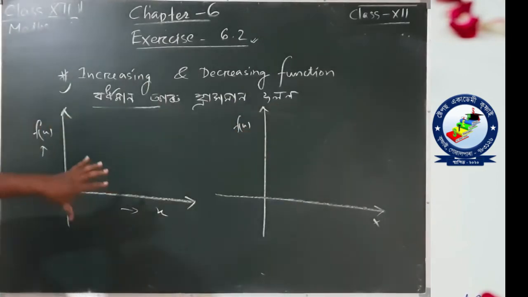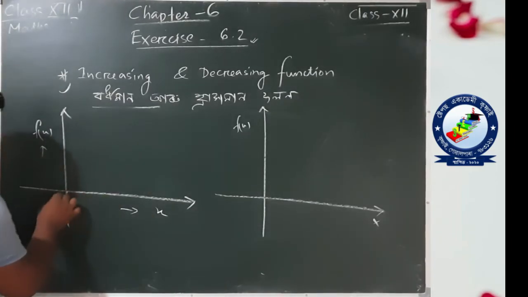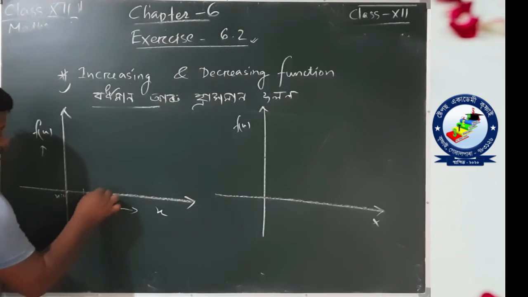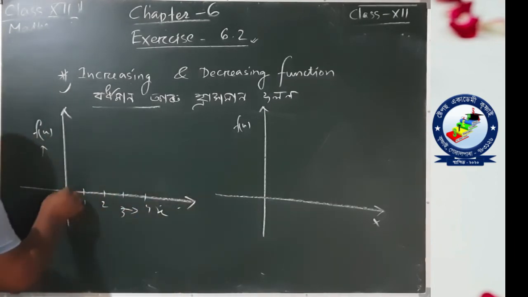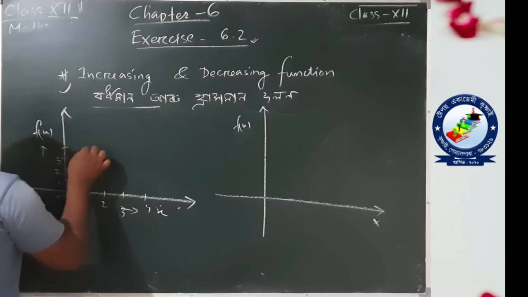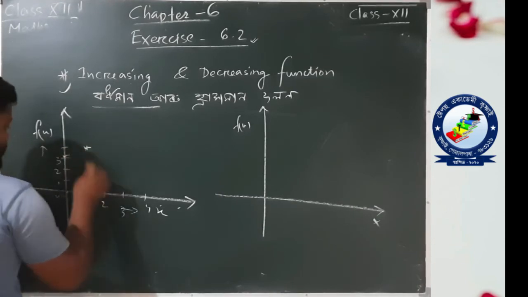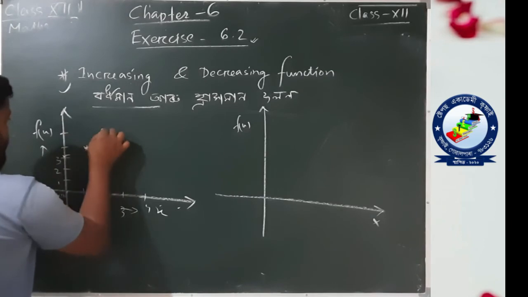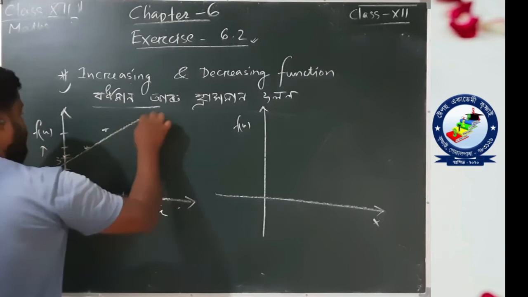Now see, if x increases, suppose at point 0, at x equal to 0, this is x equal to 0, this is 1, this is 2, this is 3, this is 4, and so on. At x equal to 0, suppose I have taken 3. At 1, I have taken 4, and so on. So if I draw the curve, it looks like this.